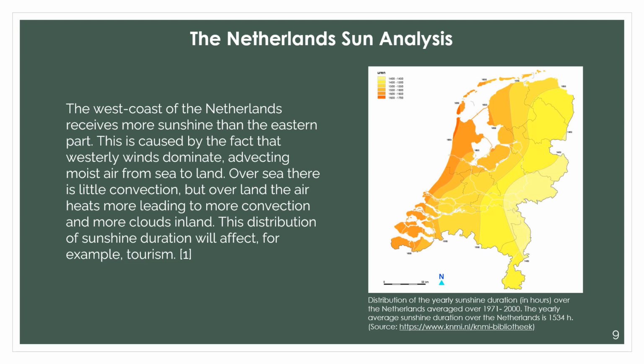Netherlands sun analysis. The west coast of the Netherlands receives more sunshine than the eastern part. This is caused by the fact that westerly winds dominate, advecting moist air from sea to land. Over sea there is little convection, but over land the air heats more, leading to more convection and more clouds inland. This distribution of sunshine duration will affect, for example, tourism.